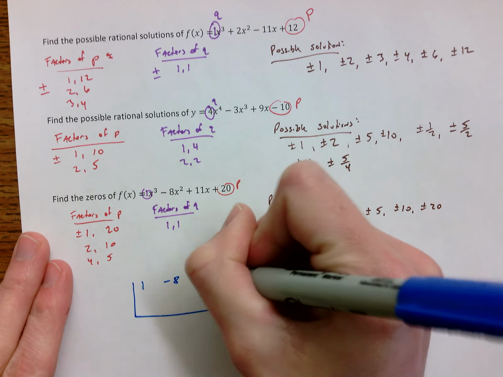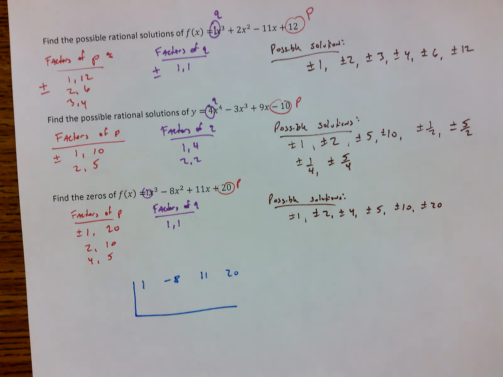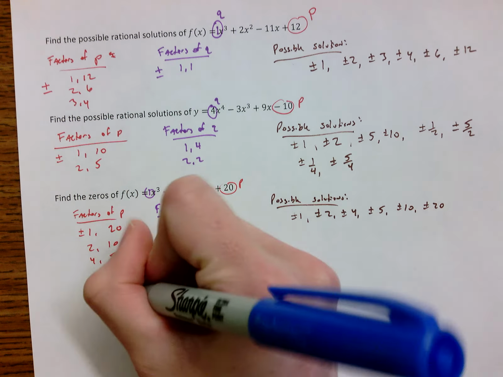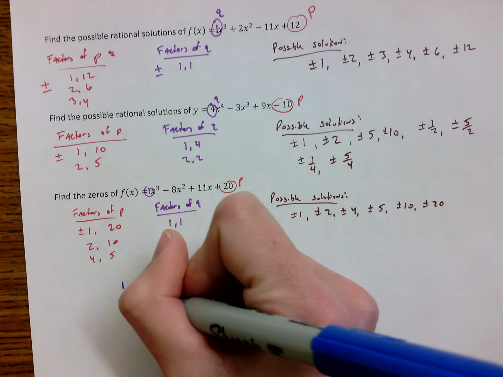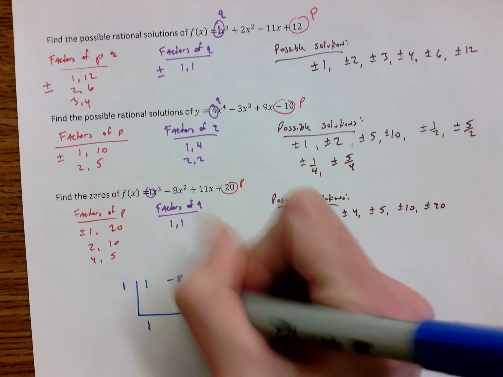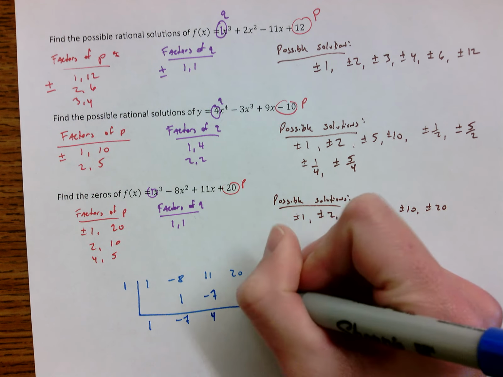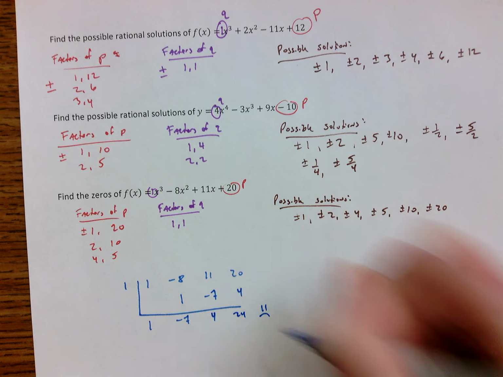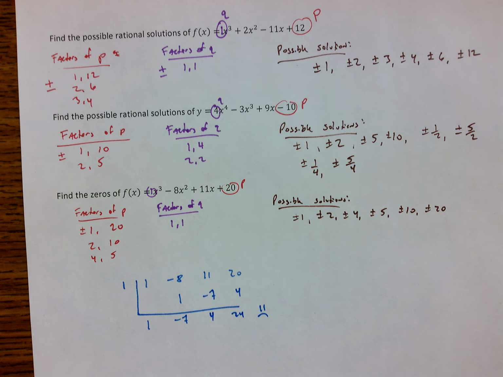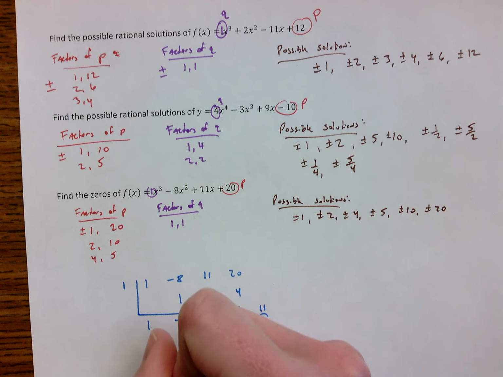So 1, negative 8, 11, 20, because I don't have any missing terms. I'm going to start with positive 1 and see what happens. So try it with 1, bring this guy down, multiply, add, multiply, add, multiply. Doesn't work. Okay, so again, what we're looking for is something with a remainder of 0. If I don't get that, it's not a factor. All right, so back to the drawing board. I'm going to try another number.